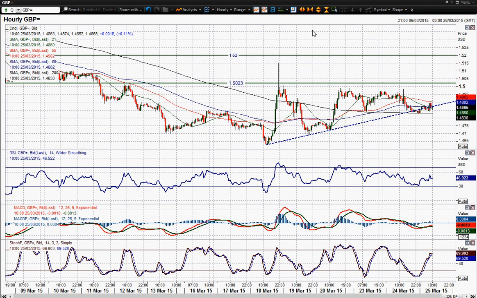Now to break that cycle, you'd need to see a break above 150 big figure to really suggest that the bulls are getting back in control, but certainly I don't see that happening in the near term with these momentum indicators drifting away on the hourly chart.